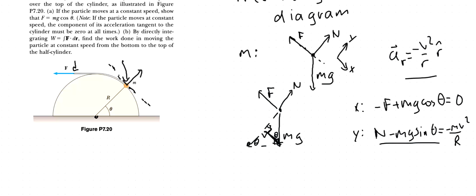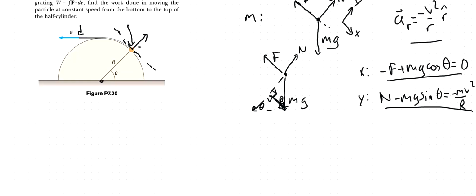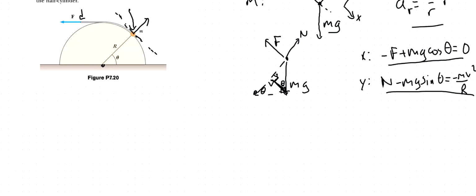But first of all, this answers the first question. F equals mg cosine theta. We could go and calculate the normal force and velocity, but we're not asked to do that. So I'll just state that the answer to the first question is done. F equals mg cosine theta. And I go now to the second question. So let's go to the second question.